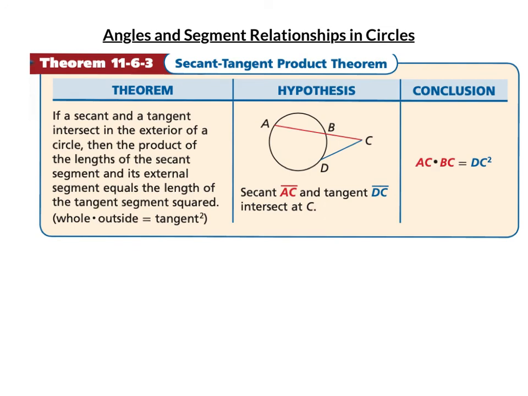This is our last relationship, our last theorem. It is the secant-tangent product theorem. Remember the previous theorem said that the whole length times the outside piece equaled the whole length times the outside piece. The issue here is we have one tangent, not two secants. The relationship is very similar. The whole length times the outside piece equals the tangent squared. Notice how there isn't two pieces with the tangent, which is why it's squared.